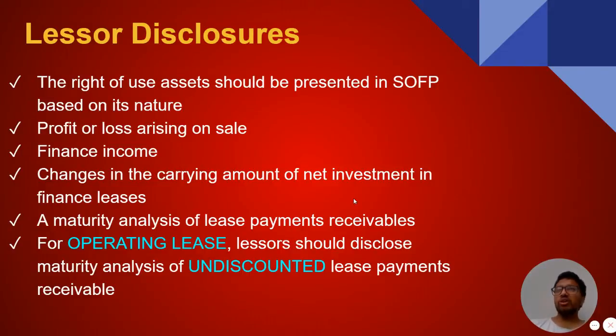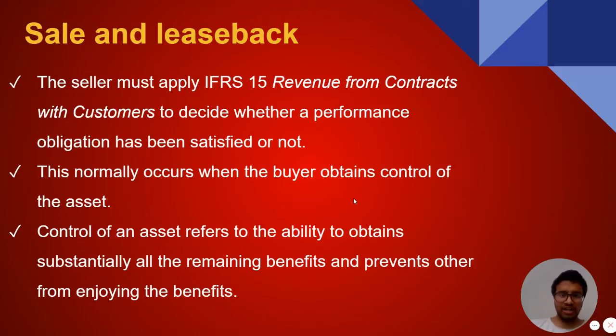And finance income, changes in carrying amount of net investment in finance leases, maturity analysis of receivables. For operating leases, what we need to be careful about is that we need to do a maturity analysis of undiscounted amounts. Operating leases are not discounted, that's why it is undiscounted over here. So similarly, after the disclosure is done, the main thing is sale and leaseback.